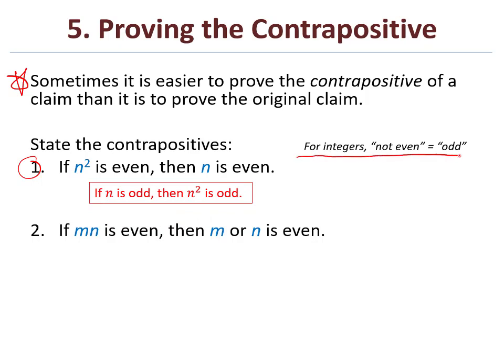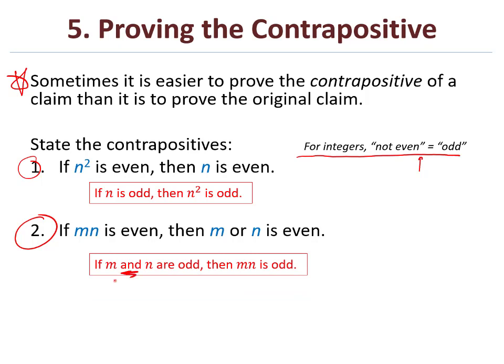And just a quick note, I'm in the world of integers. The only numbers I care about at this point are integers. Now it's true that if I was thinking about all real numbers, then not even is not exactly the same thing as odd. But for these proofs, we're in the world of integers. So for us, let us agree that as far as integers are concerned, not being even is the same as being odd. So then how would you state number two? The contrapositive of number two says if m and n are odd, then mn is odd.